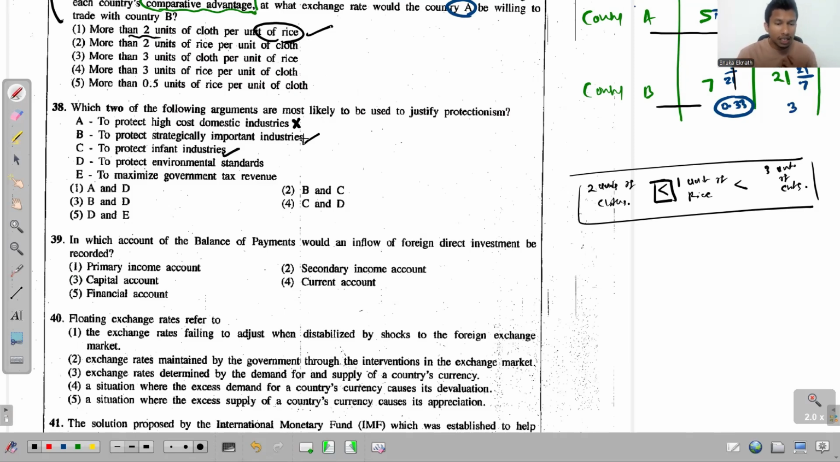So we need protectionism to protect these infant industries. And the third one, to protect environmental standards. So that is also true. We need protectionism to protect our environment as well. And the last one says to maximize government tax revenue.